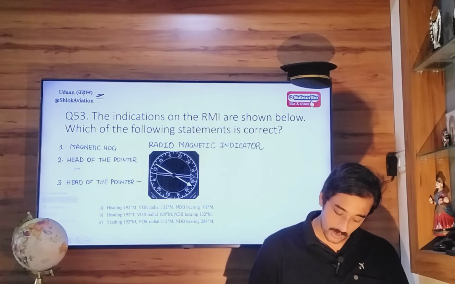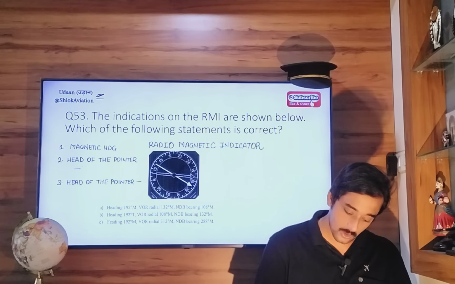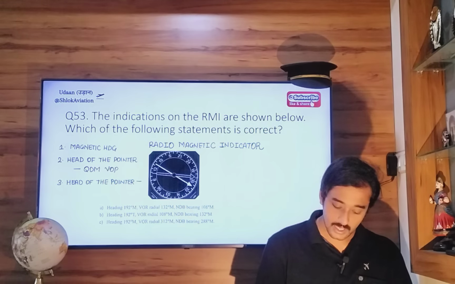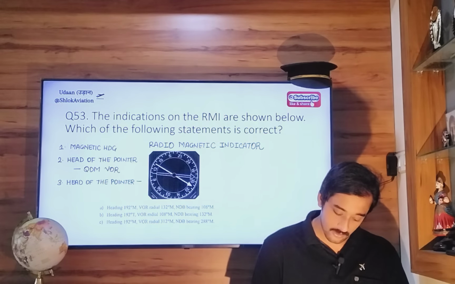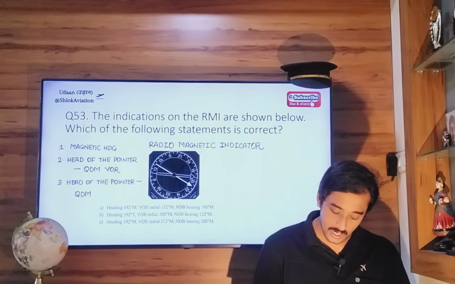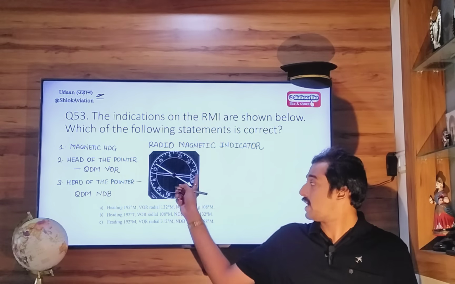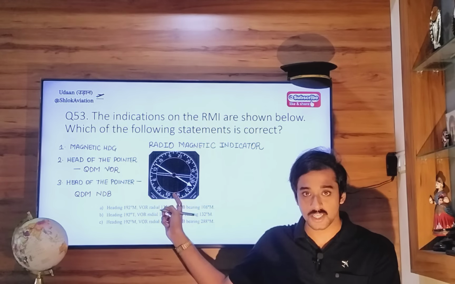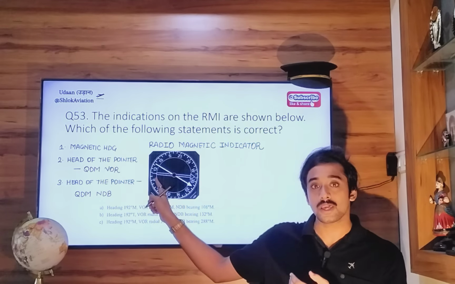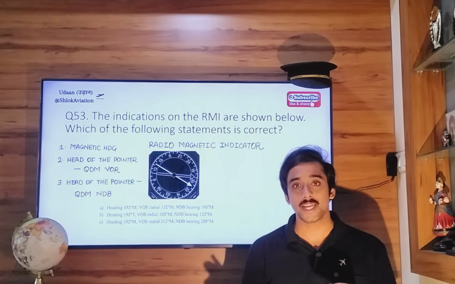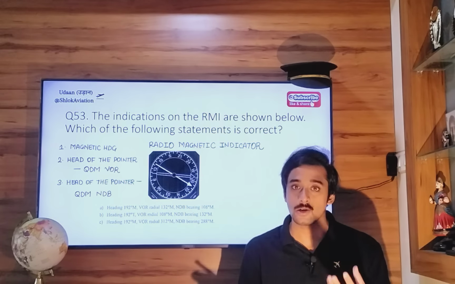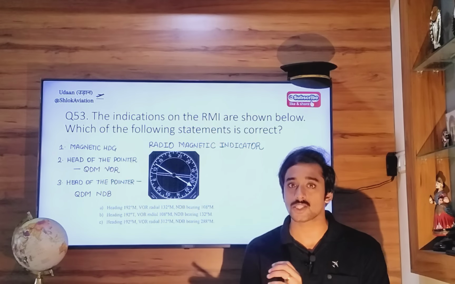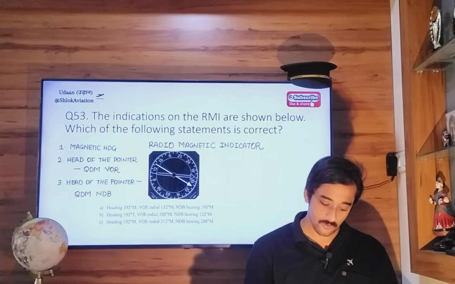So let's say the head of the first pointer will give you QDM towards the VOR station. The head of the second pointer will give you QDM to the NDB station. Now, if the heads of the pointers give QDM information, that is magnetic bearing to the station, the tails will give you QDR information, the magnetic bearing from the station, meaning the radial you are situated on or the track you are following to go away from that particular station. Okay, so these are the three pieces of information.